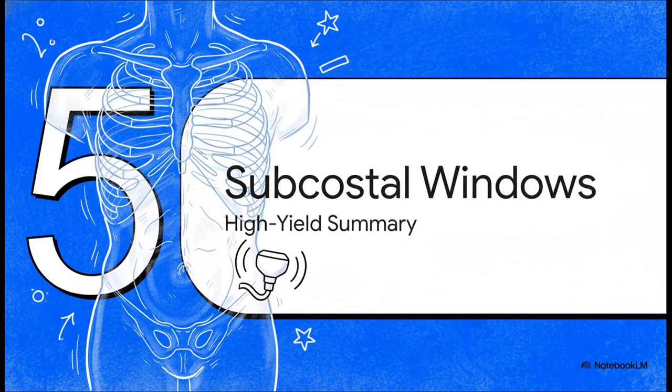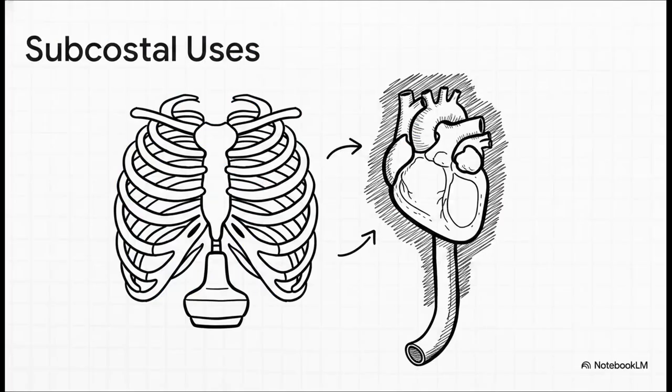Section 5, subcostal windows and some high-yield clinical pearls to wrap us up. The subcostal window. You place your probe just below the xiphoid process, and let me tell you, this is arguably your ultimate rescue window, especially if you're working down in the ED or the ICU. From right here under the ribs, you can visualize all 4 chambers of the heart, but more importantly, it is hands down the best window for looking at the pericardium and rapidly detecting life-threatening pericardial effusions.